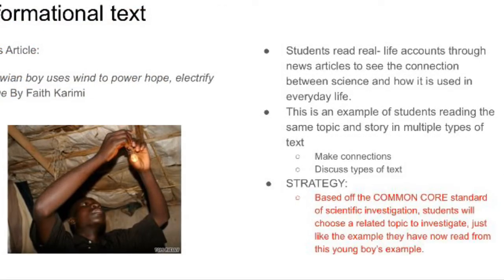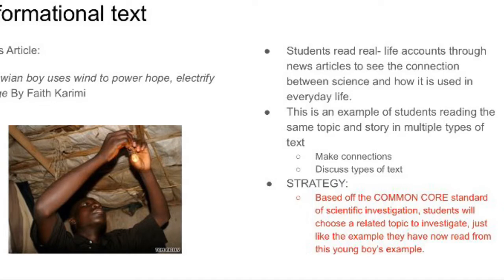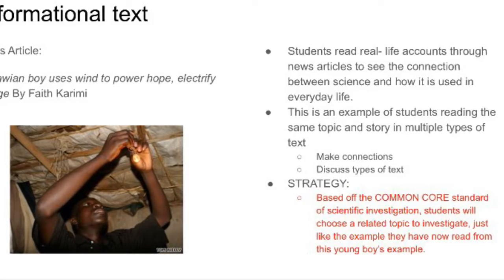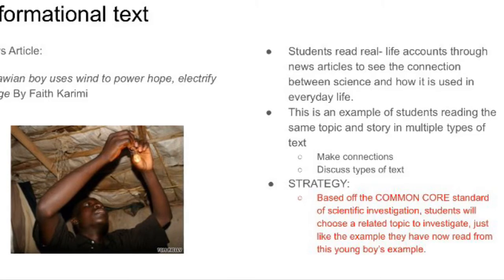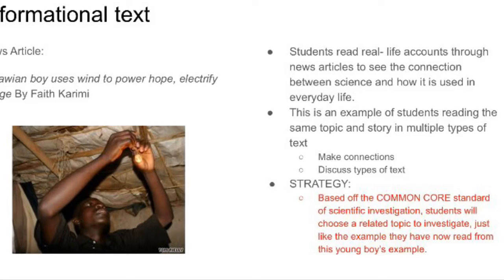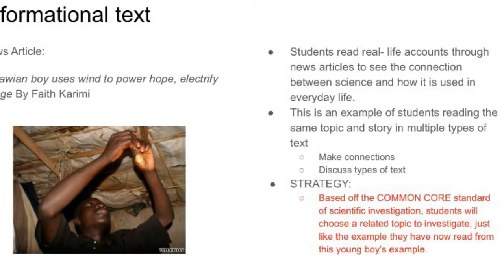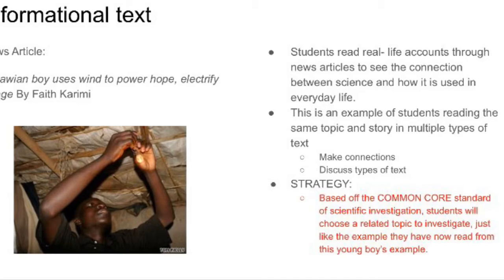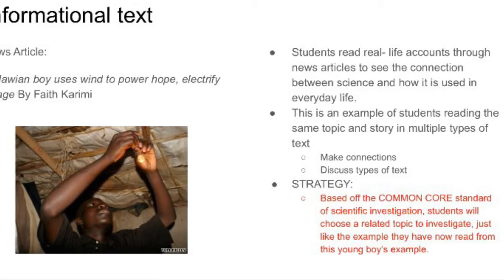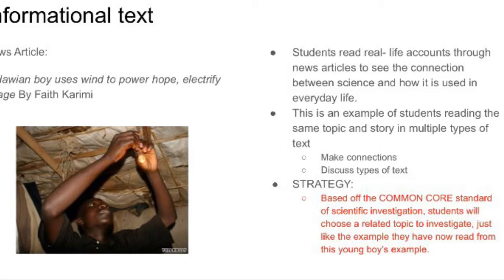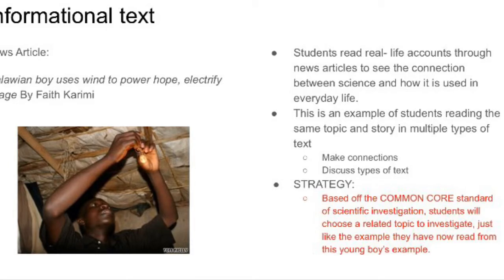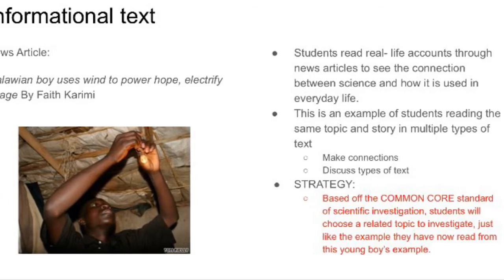So on a similar topic, this next text is an informational text. It's a news article by CNN. It talks about the boy that was earlier discussed in the narrative text. So this boy is from an African country, and this article was written by Faith Karimi.